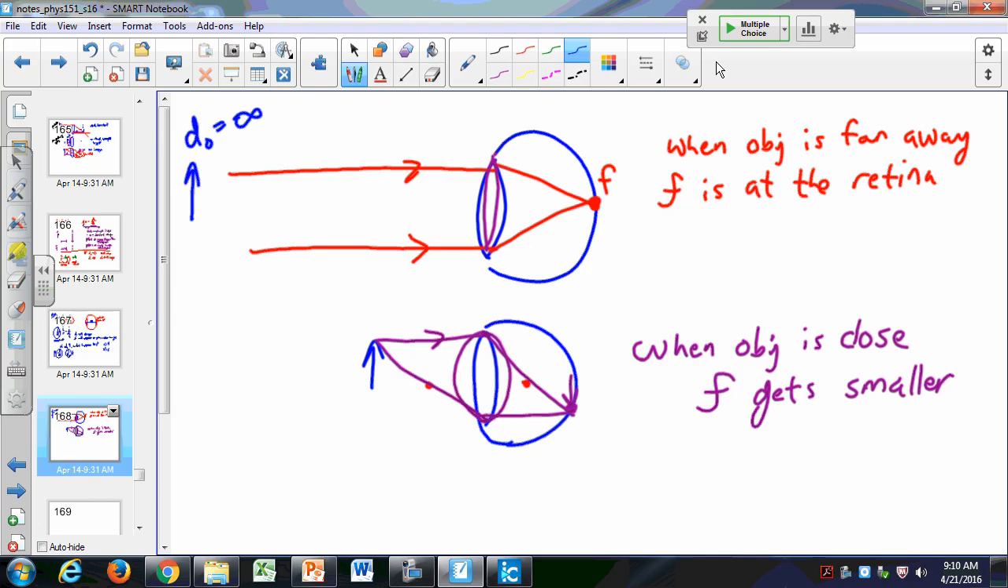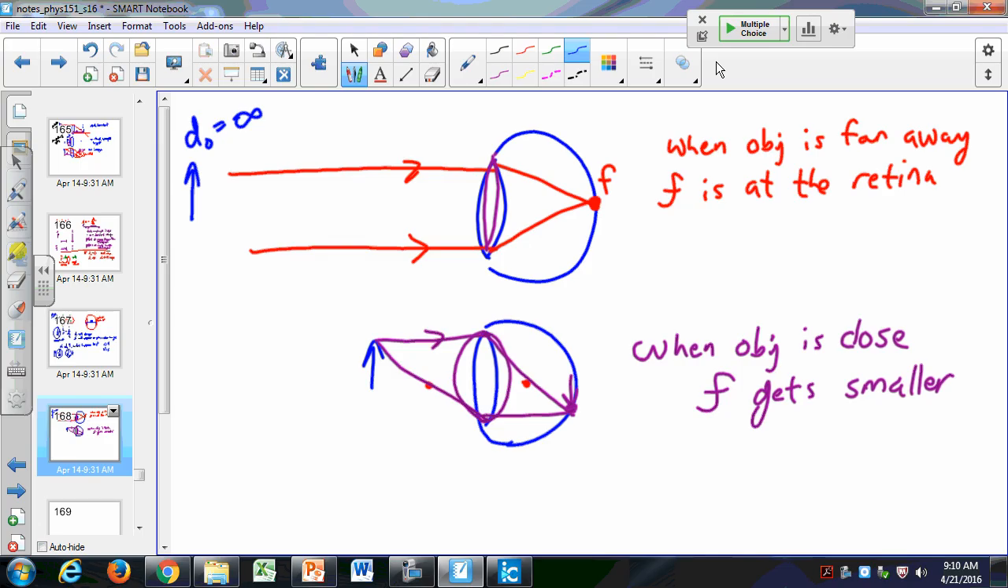But if I have an object that's nearby, my image is still at the retina, but in order to get it at the retina, the focal length has to decrease. So if it's far away, the focal length is at the retina. As it moves closer, the focal length moves closer to the lens. You can think about it in terms of object distance. Like when object distance is big, focal length is big. And then as this moves in, the focal point also moves in, if that helps you remember it.